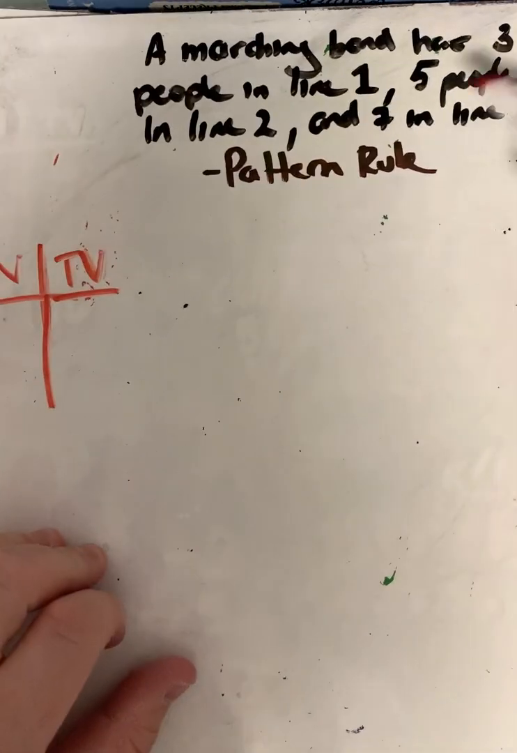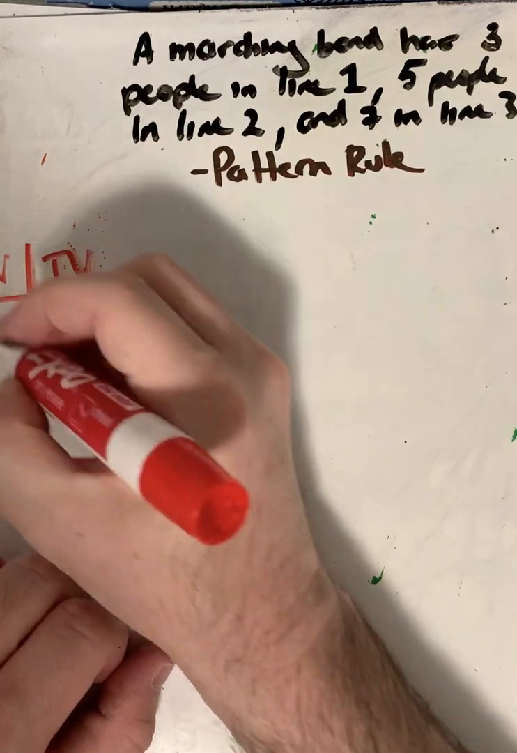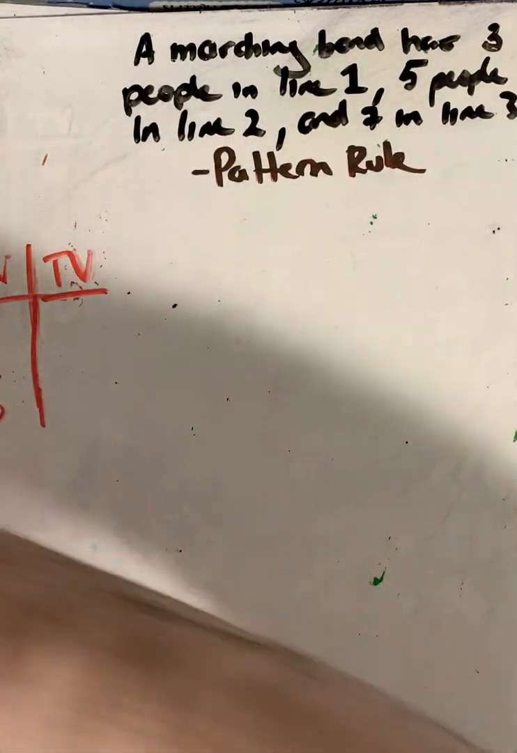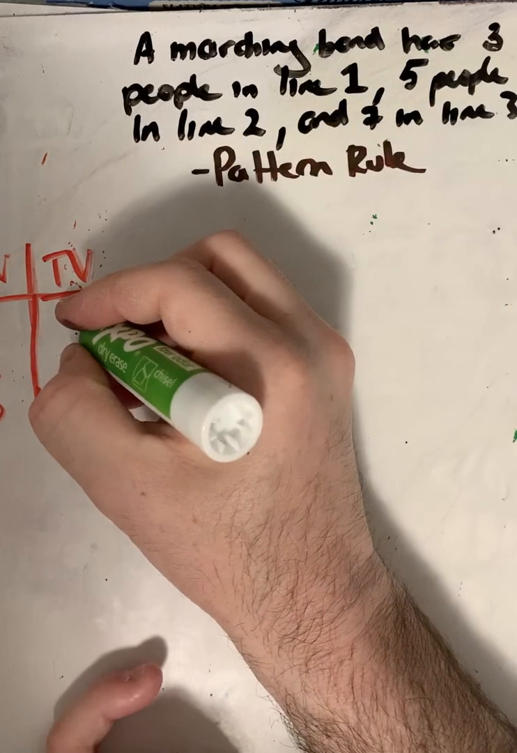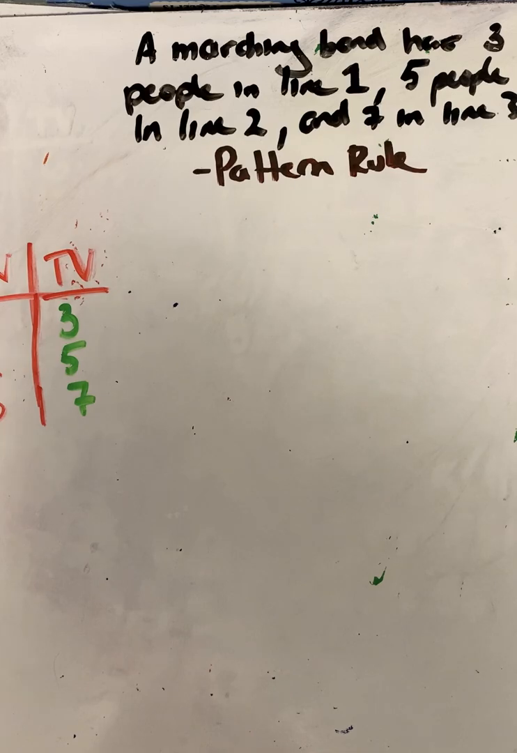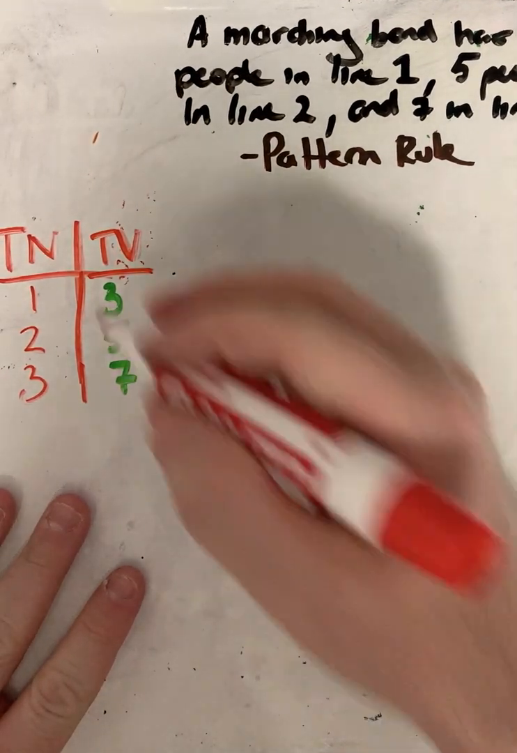How many numbers do we have? We've got term 1, which is here, term 2, which is here, and term 3, which is there. So we've got 3 numbers, 1, 2, and 3. And those numbers are equal to 3, 5, and 7. Okay, created my chart. Let's figure out what the next steps are.